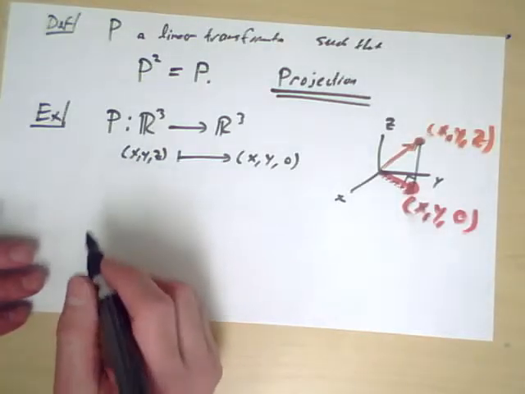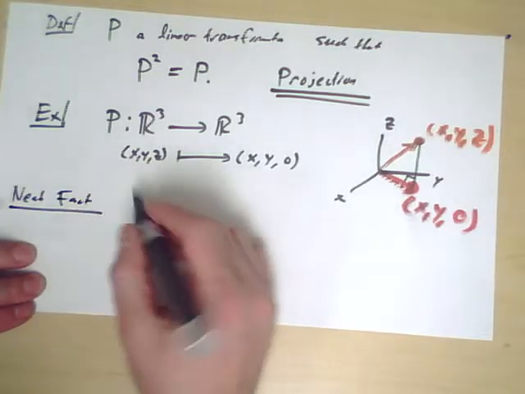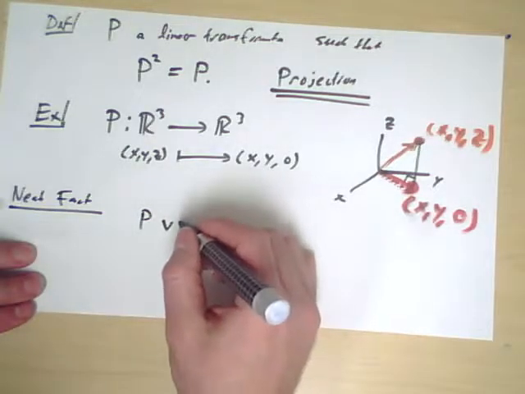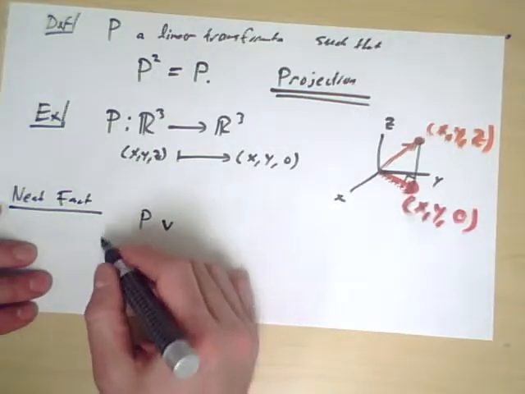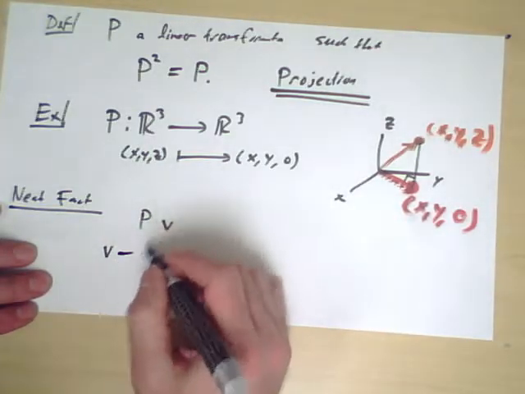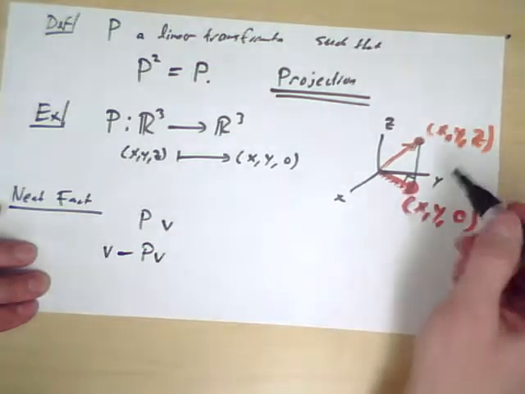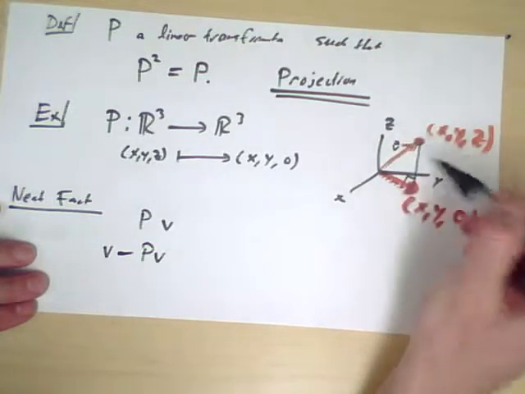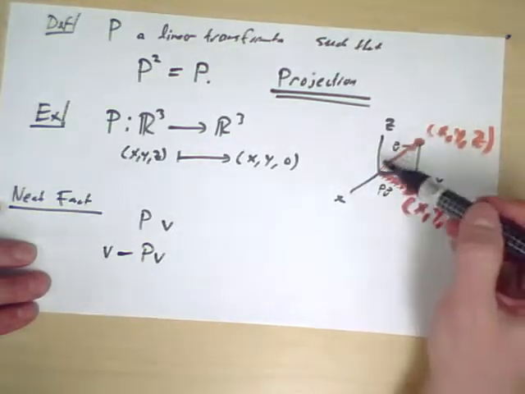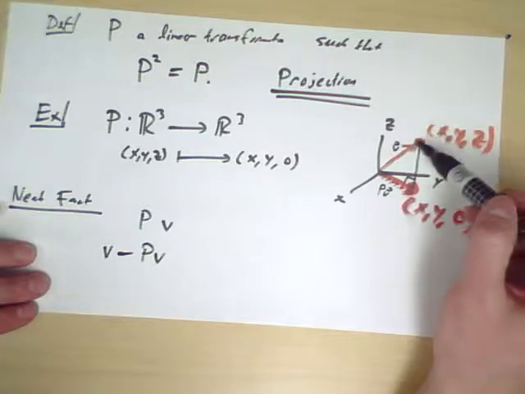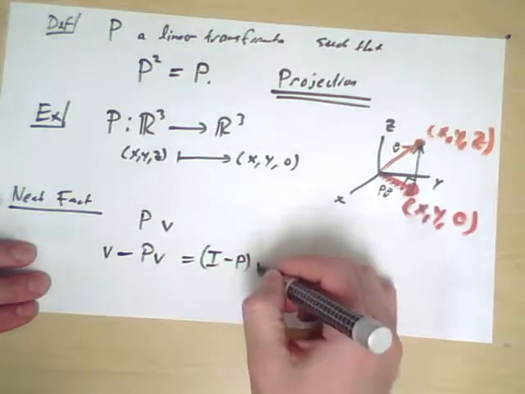Before we proceed, let me point out a neat fact. If you have a vector v and you apply a projection to it, let's just call that Pv. Now, what if you take v and you ask what part of v was not projected? So consider v minus Pv. In this picture, the orange vector xyz is v, and the red vector xy0 is Pv. So what vector is v minus Pv? Well, it's the thing you would add to Pv to obtain v, and that is this right here. We can call that (I minus P) times v.